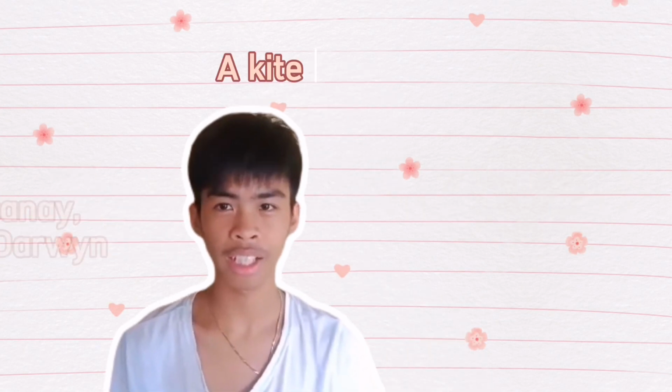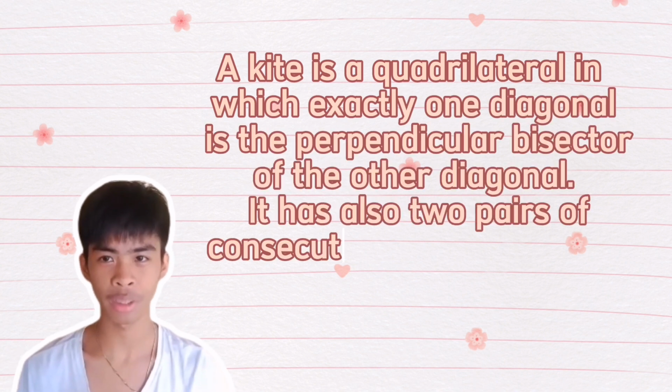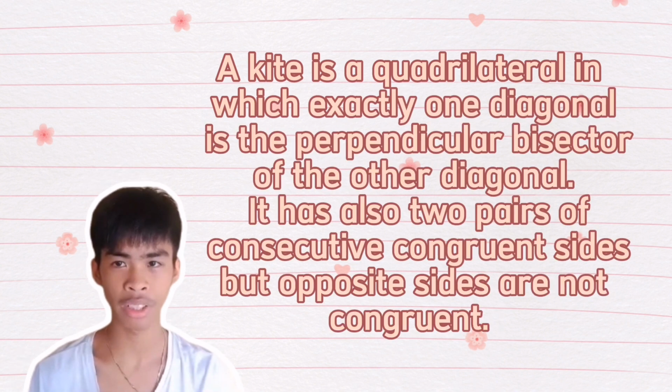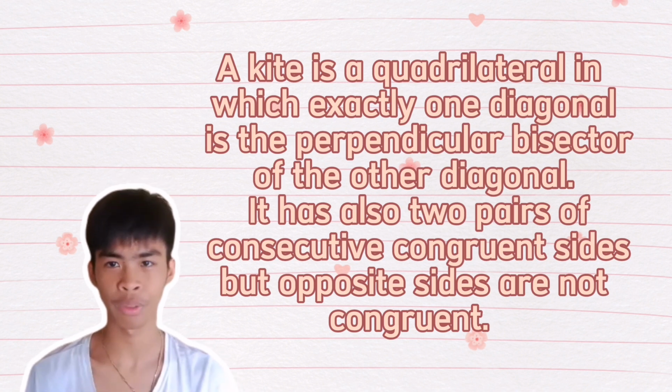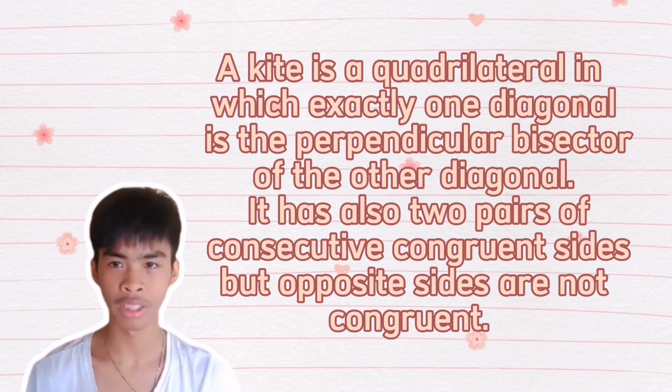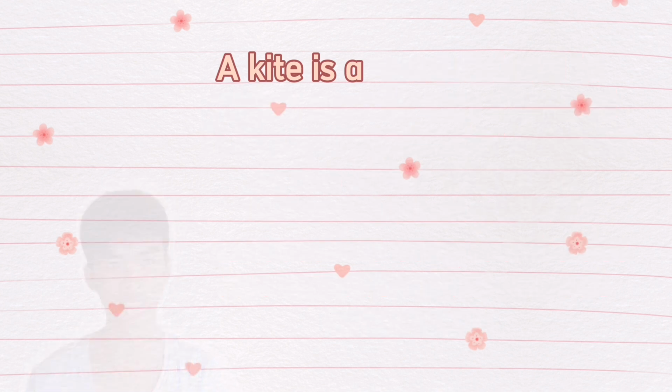Definition of a kite. A kite is a quadrilateral in which exactly one diagonal is the perpendicular bisector of the other diagonal. It also has two pairs of consecutive congruent sides, but opposite sides are not congruent.